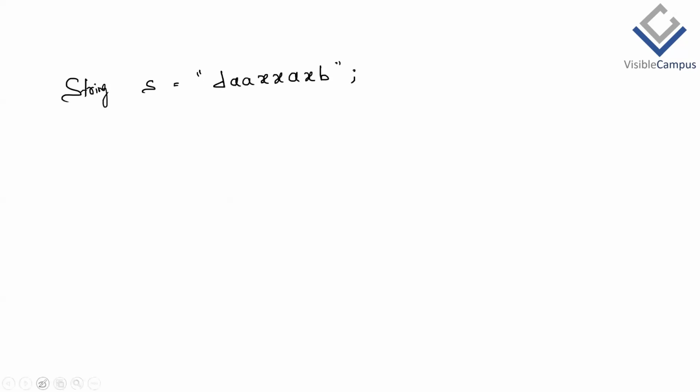So for this, there are two different ways to get the output. This is also a frequently asked interview question. For the same string, the first output is 1D, 3A, 3X, 1B. For the same string, the second output is 1D, 2A, 2X, 1A, 1X, 1B. These are the two questions, but the input is the same. What is your understanding?